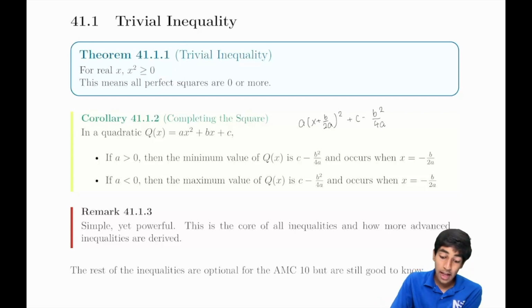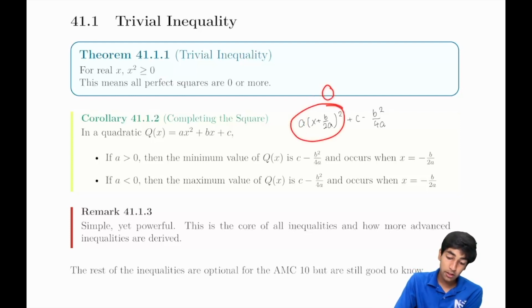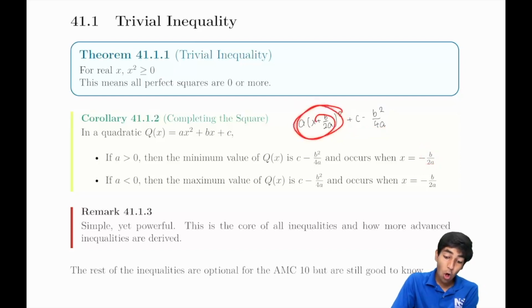Take a look, because this is always greater than or equal to 0, if a is positive, then the minimum value occurs when this is 0. It occurs when x is negative b over 2a, because that makes it 0, and the minimum is this. If a is less than 0, then now this thing is always going to be negative, so now this is the maximum. And this is useful. Simple, yet powerful.